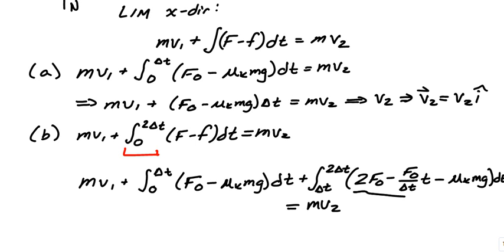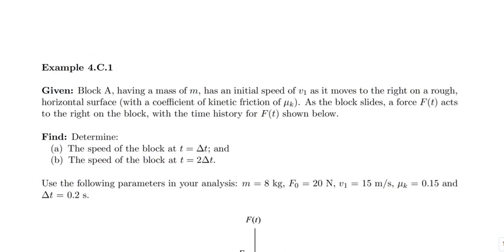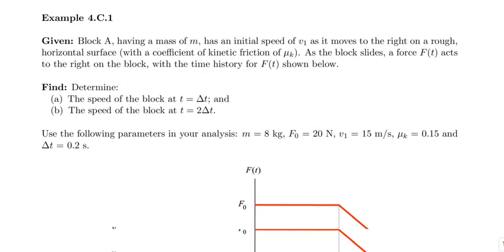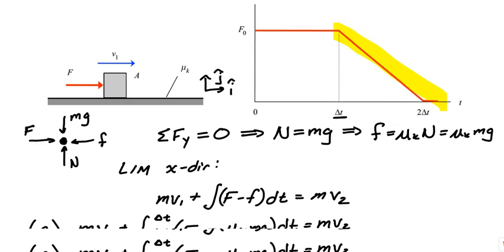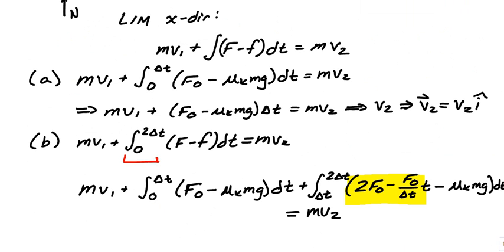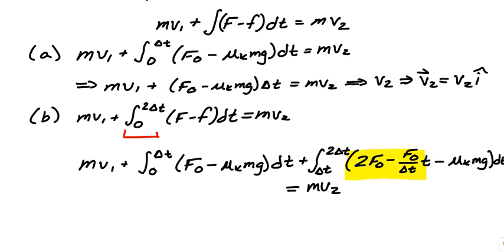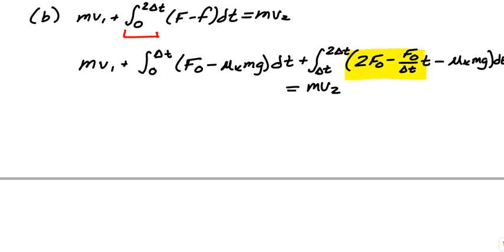This function right here that appears, and let me maybe highlight it in a different color for you, is essentially the function for the line given up here in the diagram. You can check that by ensuring that at time delta t it's equal to F naught, which indeed is the case, and at time 2 delta t it's equal to 0, which again is indeed the case. So with that in hand, I can go ahead and start to expand this expression.